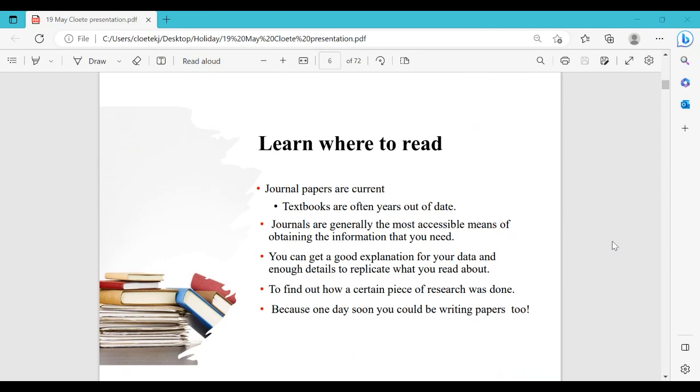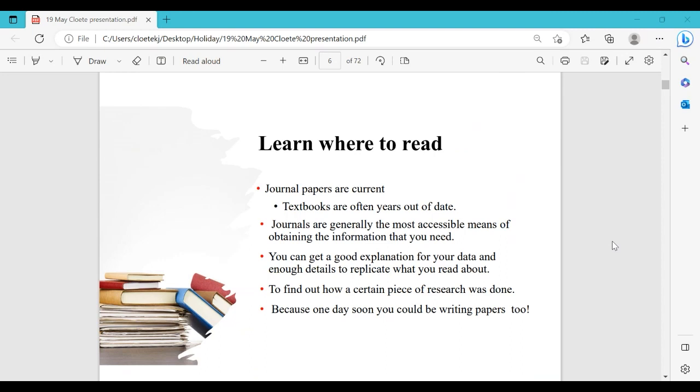Now let's look at where we read. When we do a literature review, it's important to read journal papers. Textbooks you can also read, but sometimes the information in textbooks may be out of date, depending on when the textbook was published. Journals also provide the most accessible means of information that you may need. You can get a good explanation for your data and also enough details to replicate what you read about. Also, you can find out how certain research was done by looking at the methodology of a study.